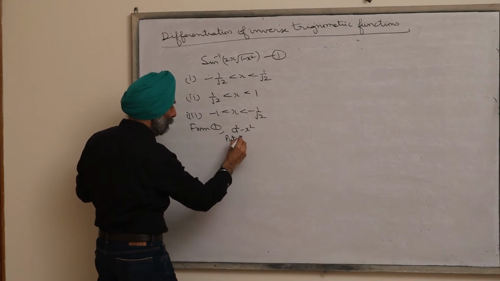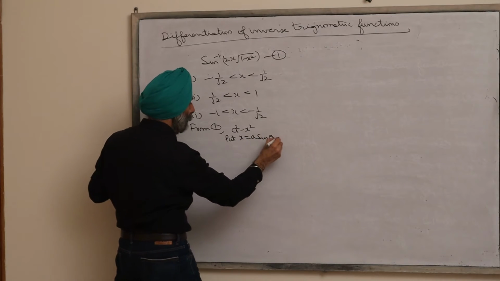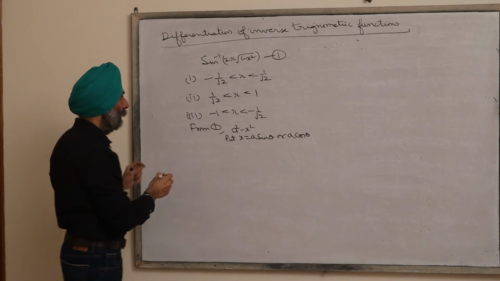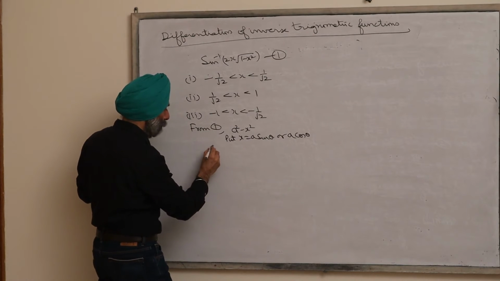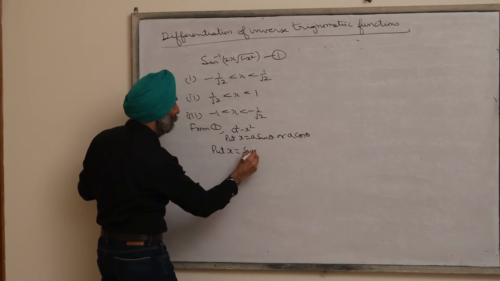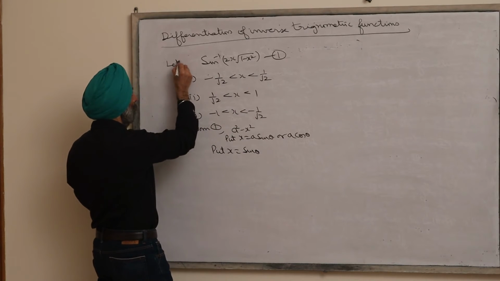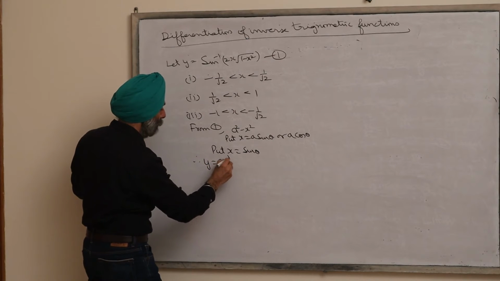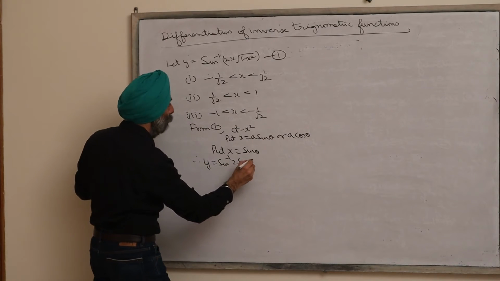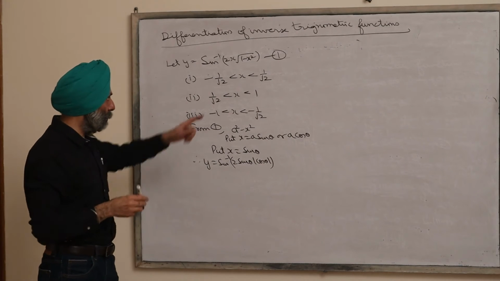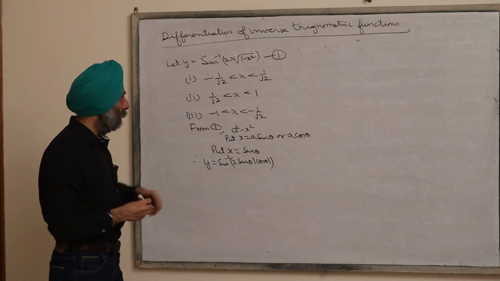Now from first, because there is a term of the form a square minus x square, in that case we will always put x is equal to a sin theta or a cos theta. So from 1 put x is equal to a, in this case is 1, so sin theta. So let y is equal to this. Therefore y is equal to sine inverse of 2 sin theta into modulus of cos theta. Why have I put the modulus? Because the conditions are given to me.